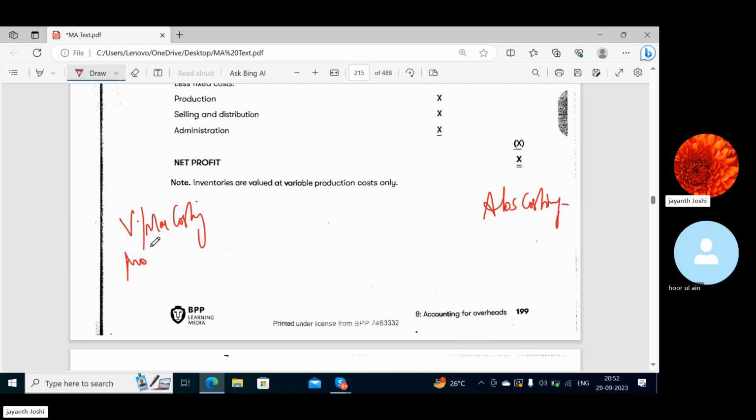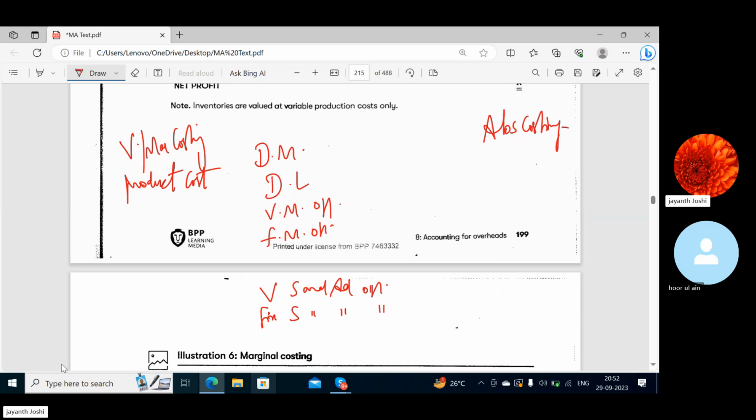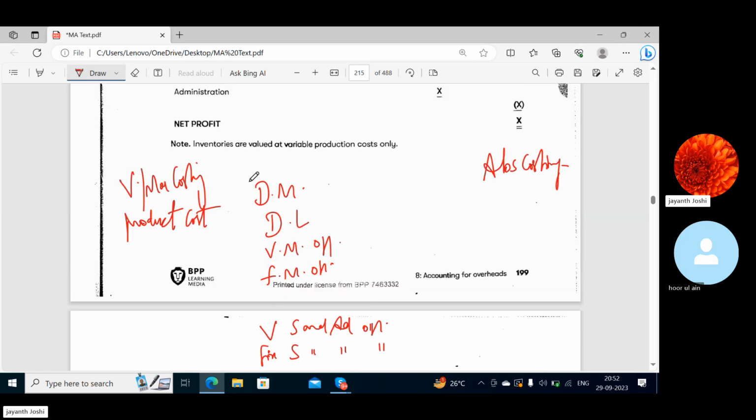What happens in this product cost? I will write some things like direct material, direct labor, variable manufacturing overhead, fixed manufacturing overhead, variable selling and administrative overheads, fixed selling and administrative overheads, right? So what we are going to take under product cost in marginal costing and in absorption costing we are going to see. Very simple.